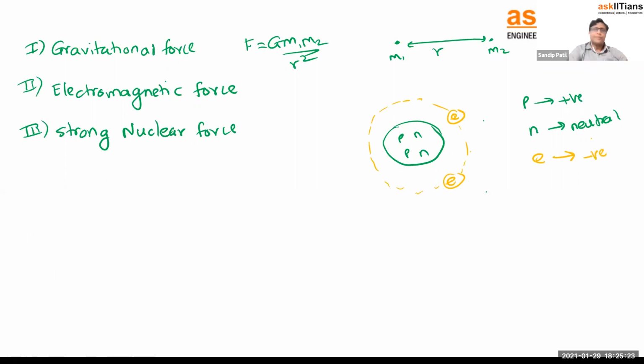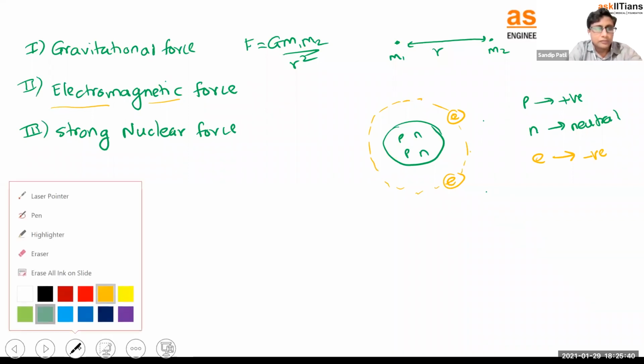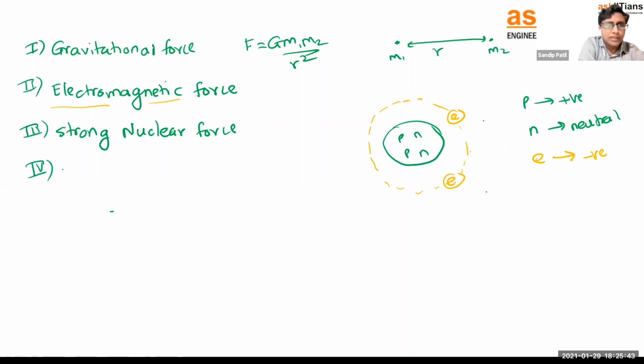Nuclear means it is only related to the nucleus, right? Electron and proton will have electrostatic force, and electrostatic is a type of electromagnetic force. Nuclear force means the forces between proton and proton or proton and neutron. And the next one is the weak nuclear force. Again, it is related to the nucleus.